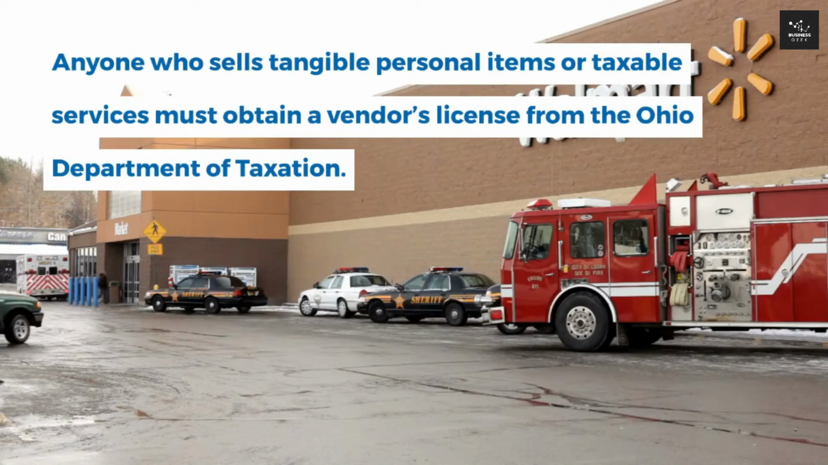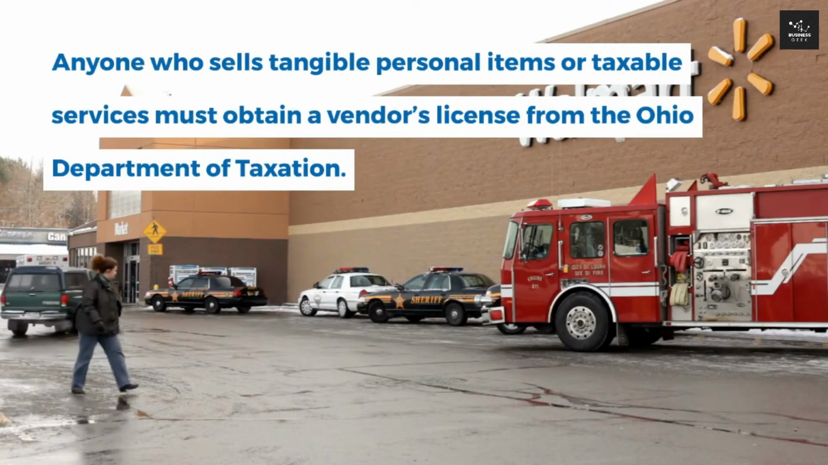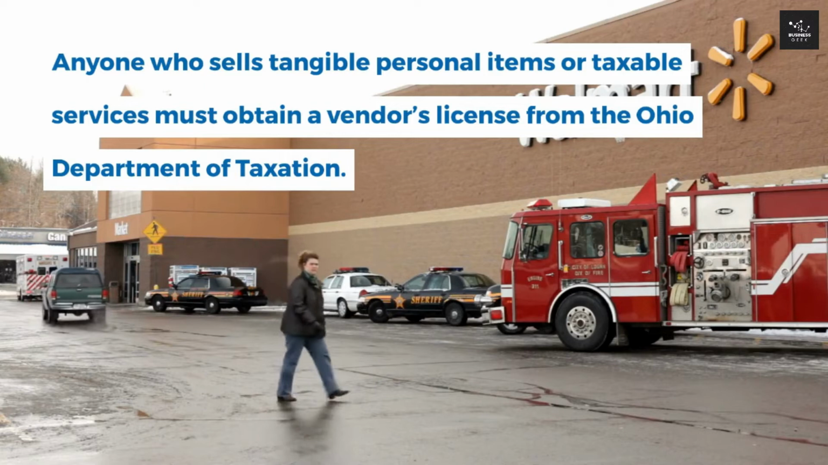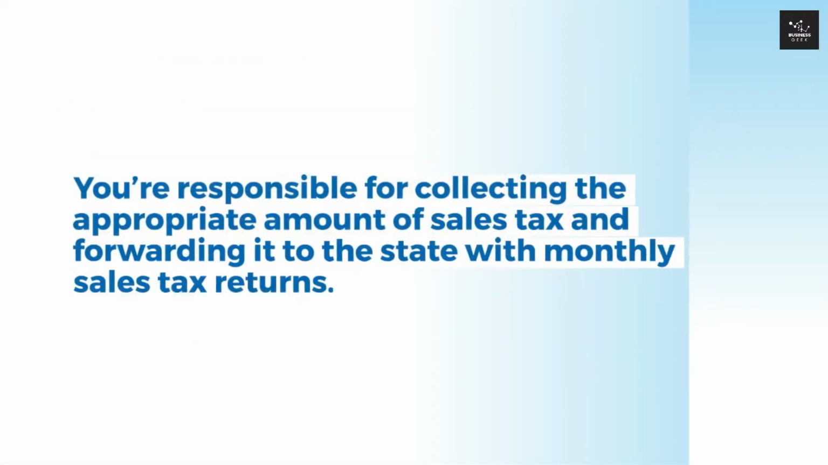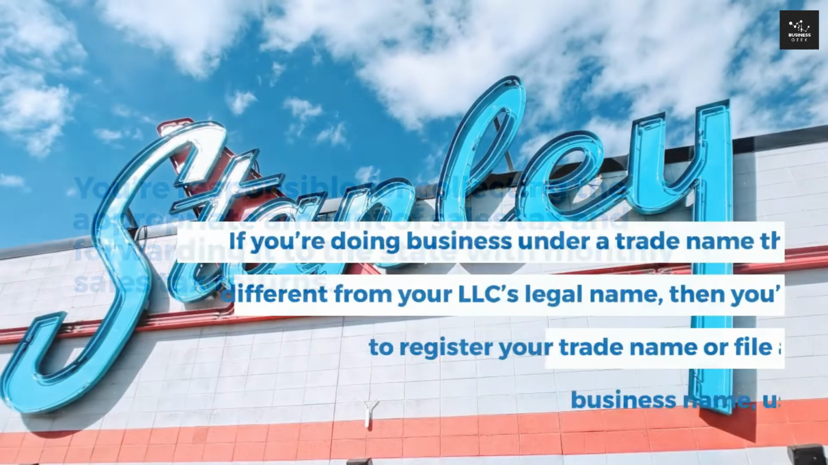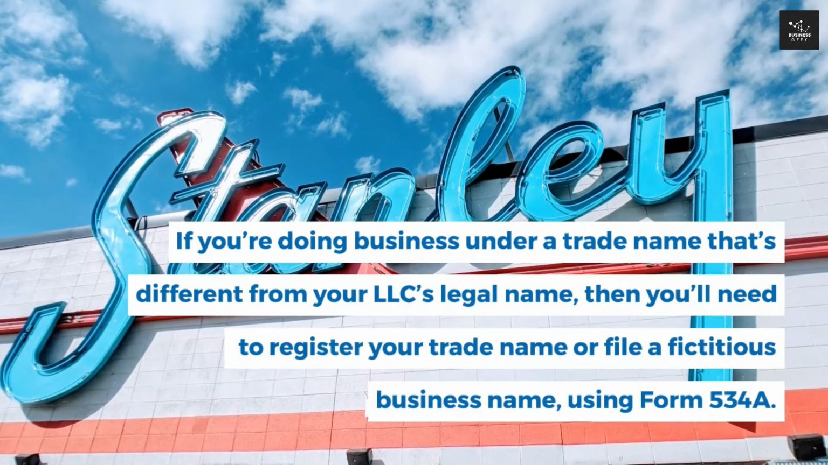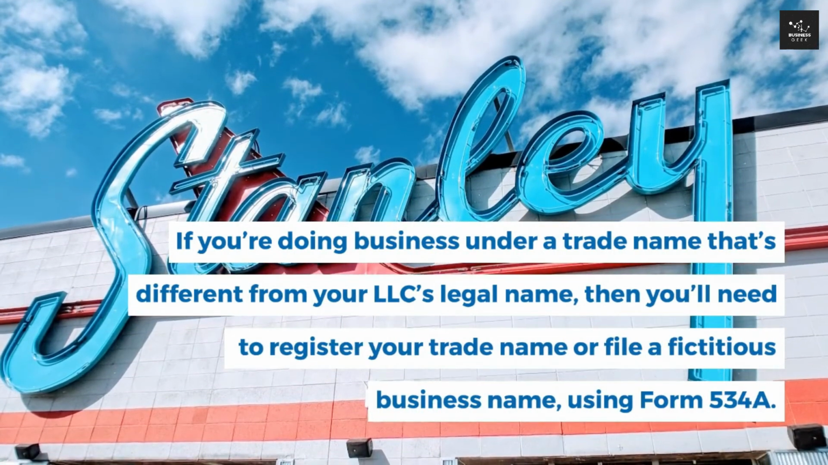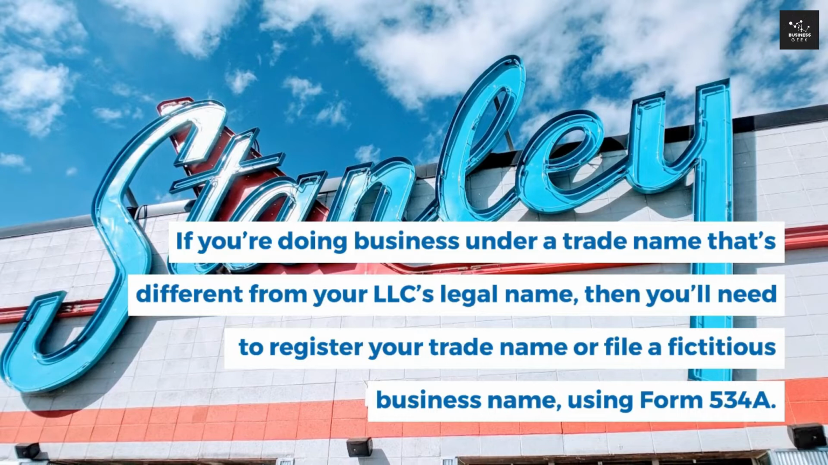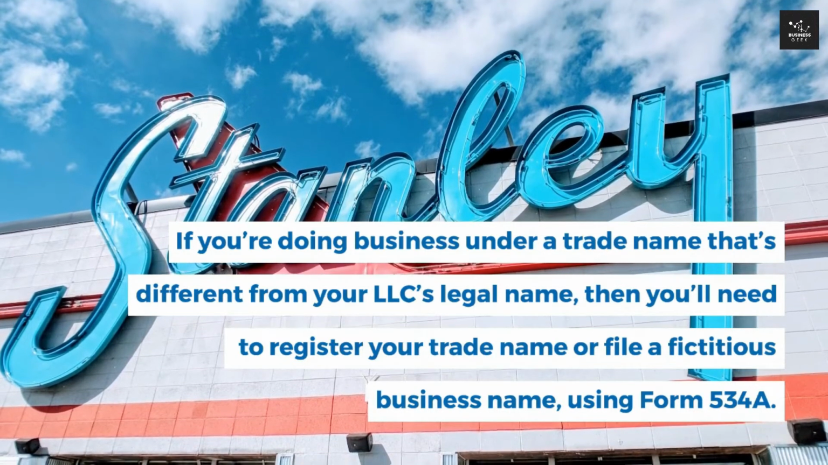Anyone who sells tangible personal items or taxable services must obtain a vendor's license from the Ohio Department of Taxation. You're responsible for collecting the appropriate amount of sales tax and forwarding it to the state with monthly sales tax returns. If you're doing business under a trade name that's different from your LLC's legal name, then you'll need to register your trade name or file a fictitious business name using Form 534A.